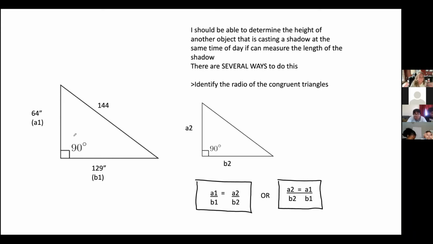My ratio is A over B. This A is similar to this A, and this B is similar to this B. So if I make a ratio of A over B, what I put is A1, B1, and then this is the object that I'm measuring, and all I know is its shadow. So A2, the shadow of B2 I will know, and A2 is what we're going to solve for. You can flip these, but it's generally A1 over B1 is the same as A2 over B2.